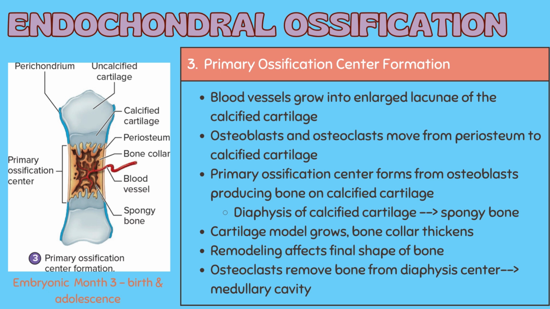The cartilage model continues to grow and the bone collar thickens. Remodeling contributes to the final shape of the bone. Osteoclasts remove the bone from the center of the diaphysis to form the medullary cavity, and cells within the cavity specialize to form red bone marrow.